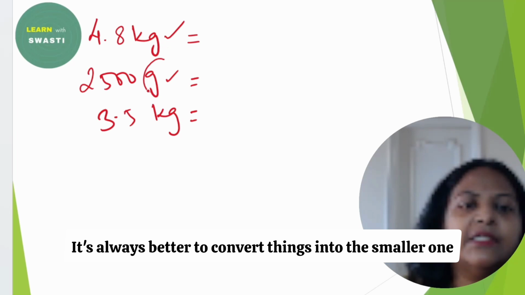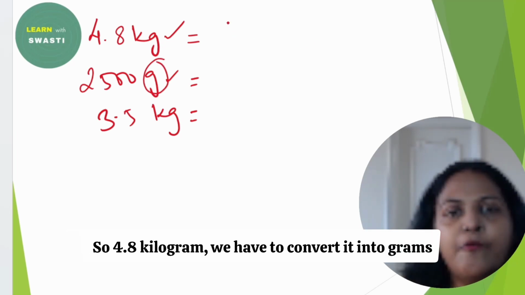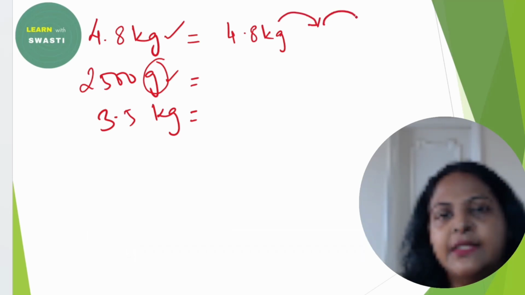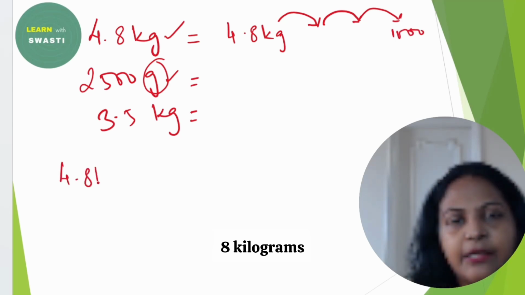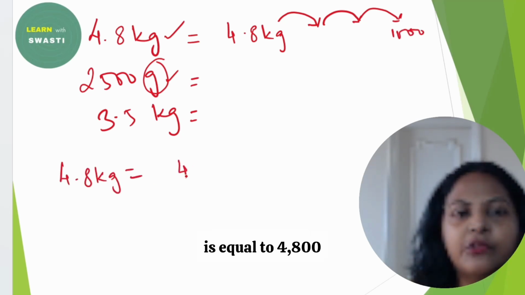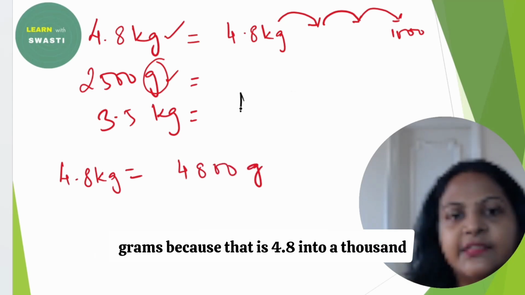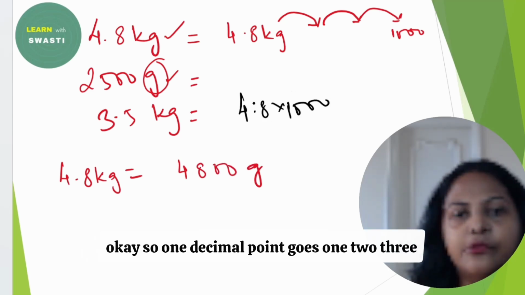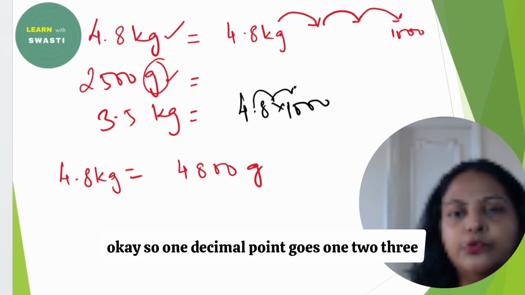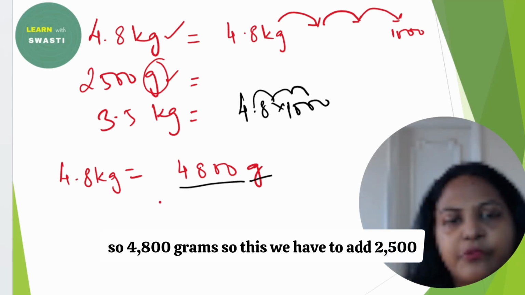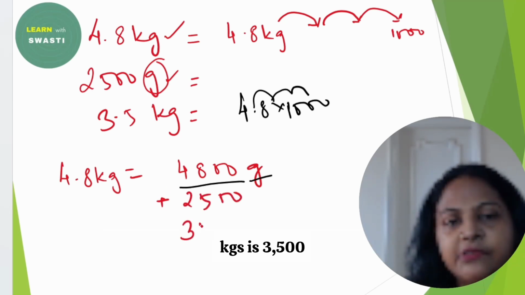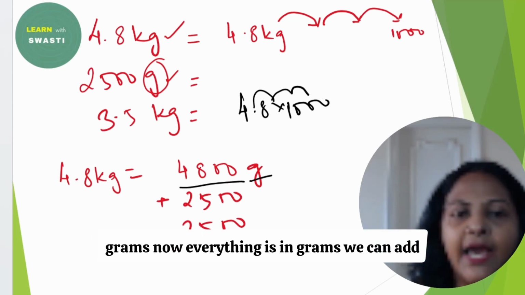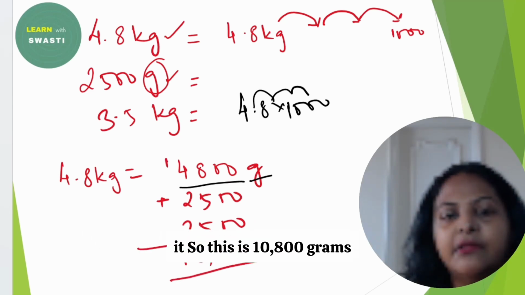So we have to convert either everything into grams or everything into kilograms. It's always better to convert things into the smaller one. You have bigger numbers to go. So 4.8 kilograms, we have to convert into grams. So we go to hectogram 10, decagram 100 and grams, which is 1000. So 4.8 kilograms is equal to 4800 grams, because that is 4.8 into 1000. So the decimal point moves 1, 2, 3. So 4800 grams. To this we have to add 2500 grams and again 3.5 kgs is 3500 grams. Now everything is in grams, we can add it. So this is 10,800 grams. This is the first part.